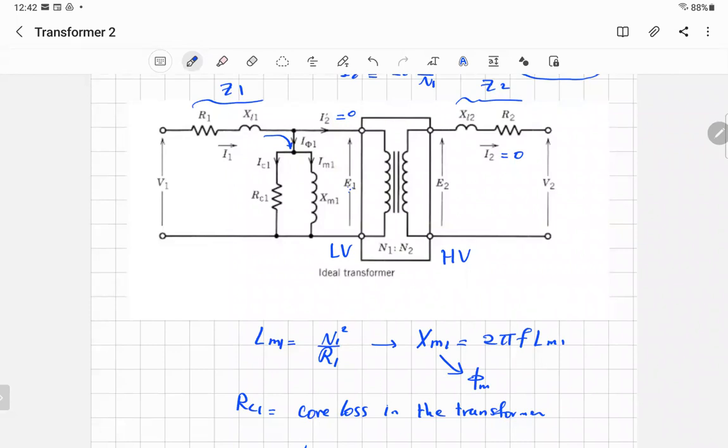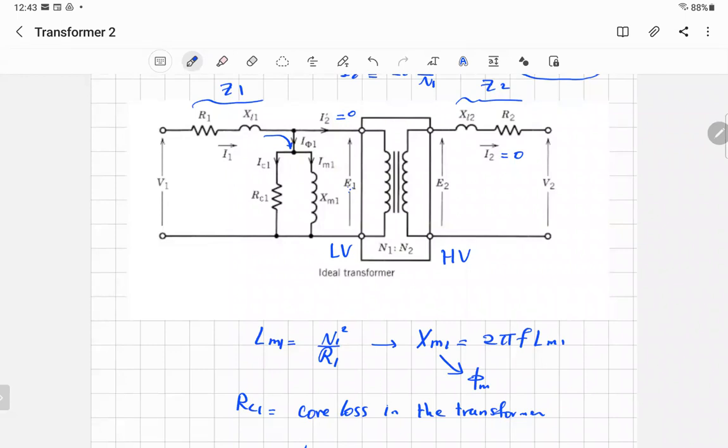So when you do the open circuit test, you have an open loop on the high voltage side and put your measurement tools on the low voltage side. What measuring instruments are you going to use? A voltmeter, ammeter, and wattmeter. You want to measure the voltage, the current, and the power. Those are the measurements you use to find RC and XM.